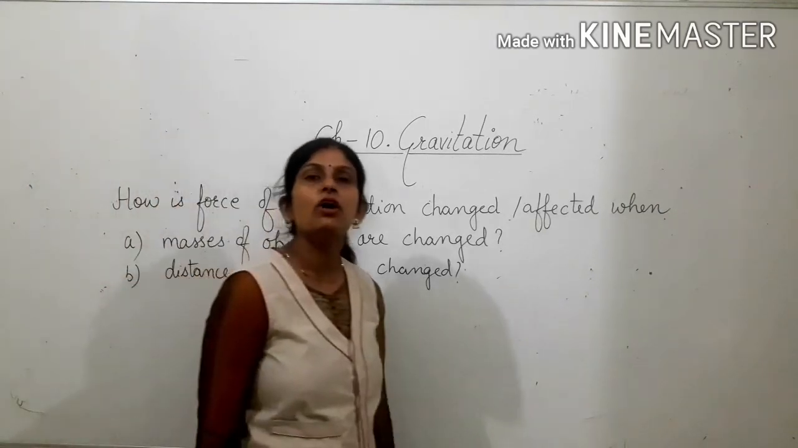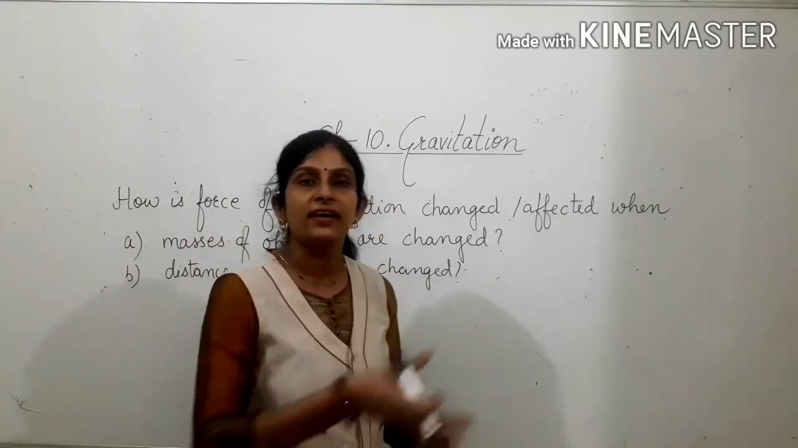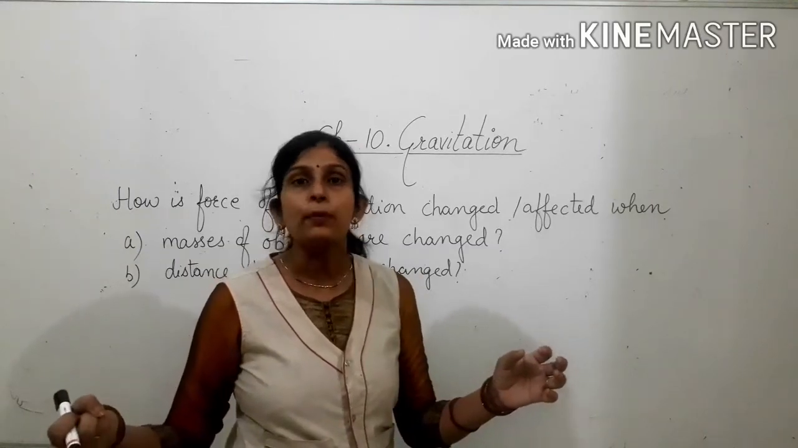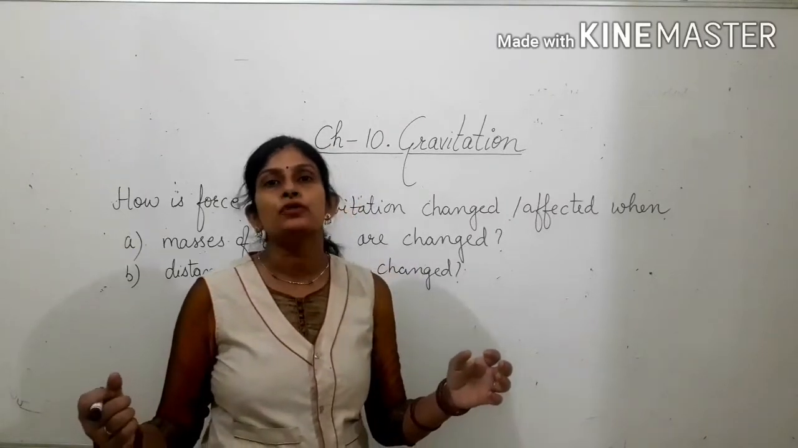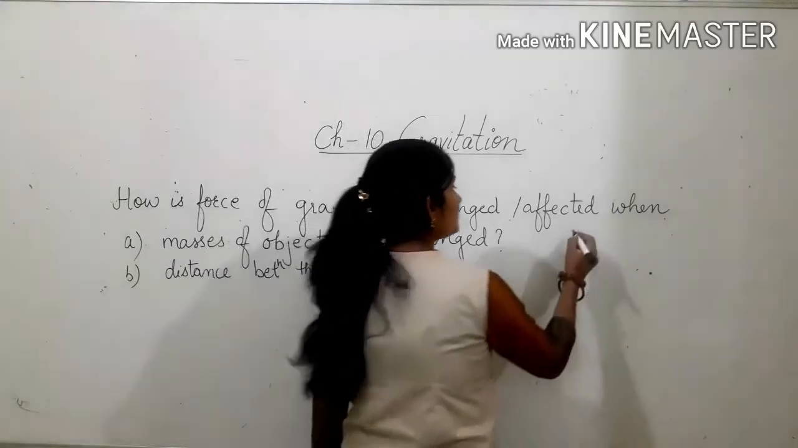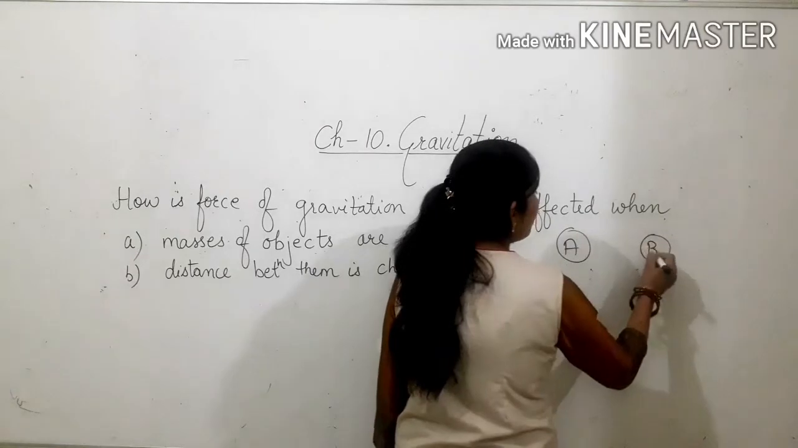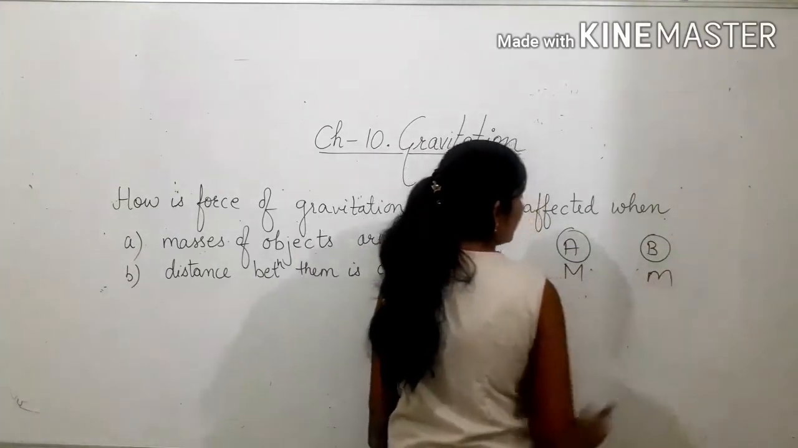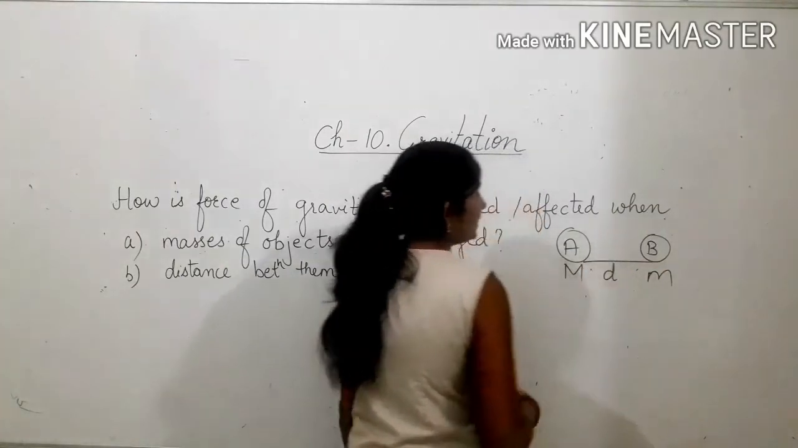According to the universal law of gravitation, every object in this universe attracts other objects with a gravitational force which is directly proportional to the product of their masses and inversely proportional to the square of the distance between them. Let us consider two objects A and B having masses capital M and small m, and both are at a distance of d.